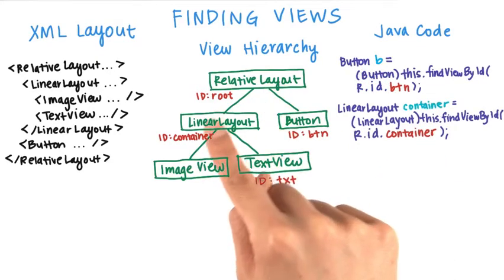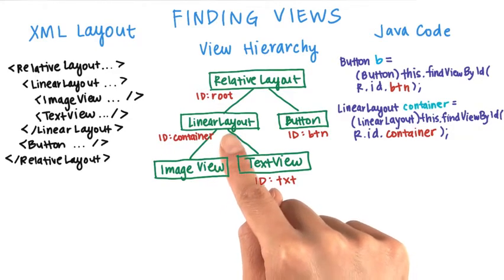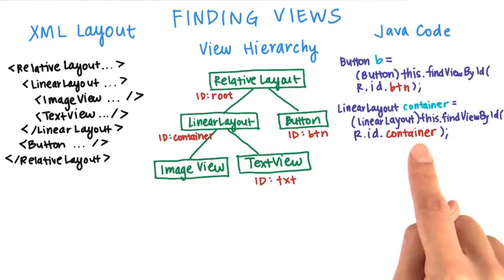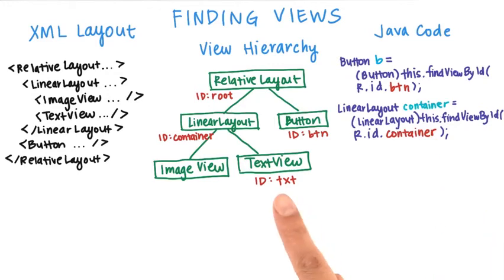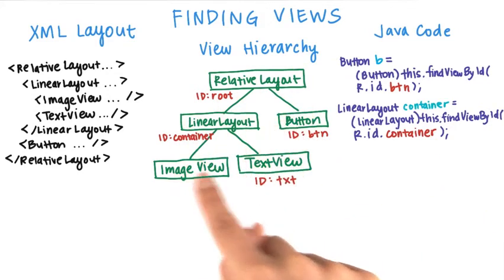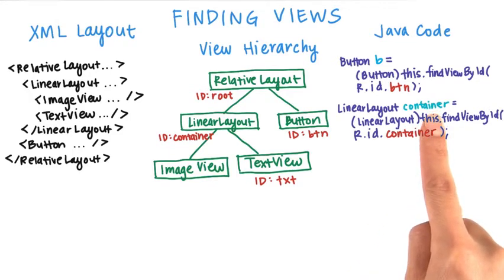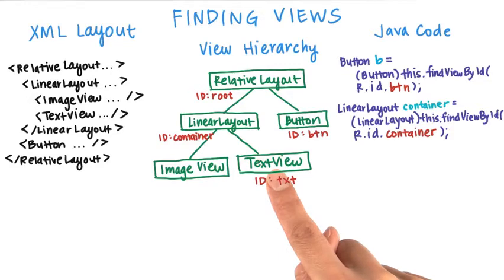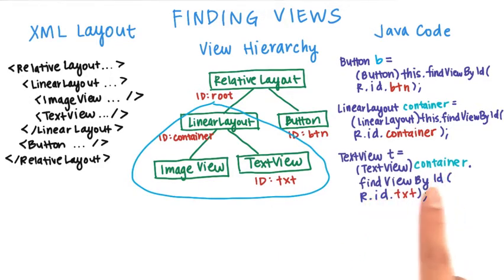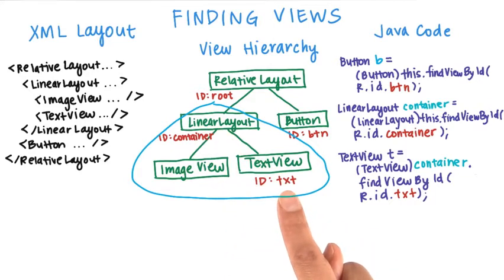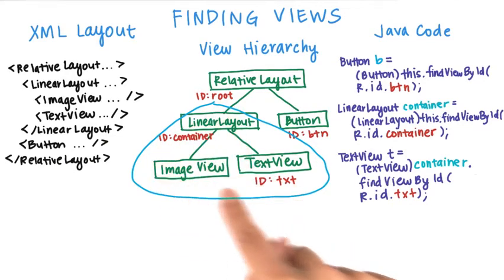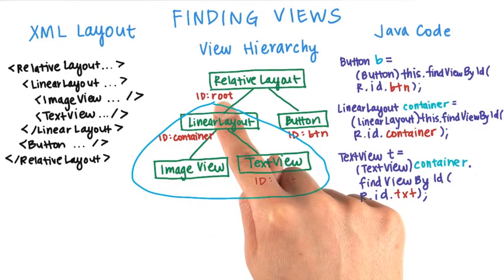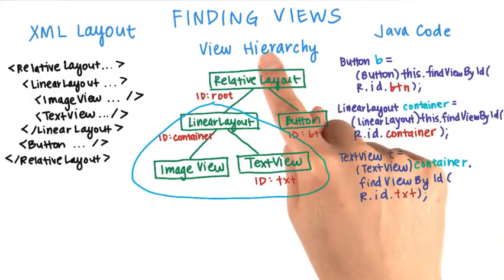Similarly, we can traverse down the view hierarchy to find the linear layout with the ID container, and then return that. We could do the same to find a reference to this text view by traversing down the view hierarchy, but you'll notice that we already have a reference to the container, which is the direct parent of this text view. Hence, we can just call container.findViewById to search this subtree to find the text view with this ID, and then return it. With this method, we have a smaller subtree to search for a given view, as opposed to searching the entire view hierarchy.